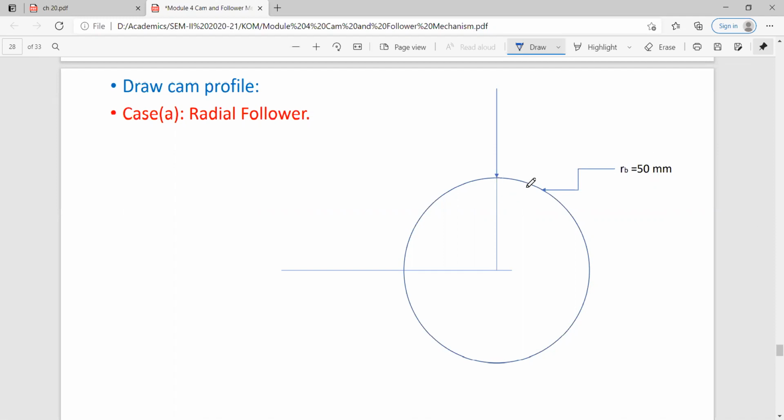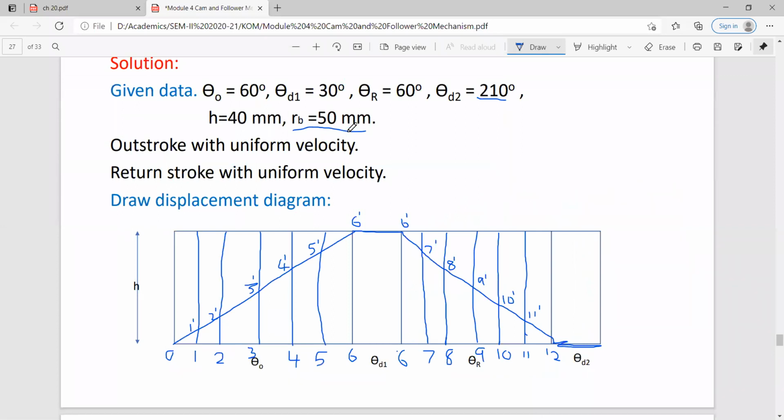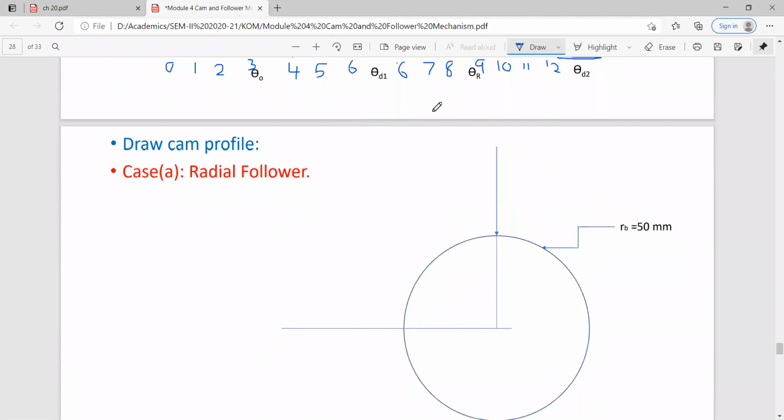So the base circle you have drawn, the radius given to you was 50 mm. Next, we have to locate the position of the follower. We know that in case of a radial follower, the follower line or follower axis passes through the center of the cam. Say it is the center of the cam. So here will be your follower.